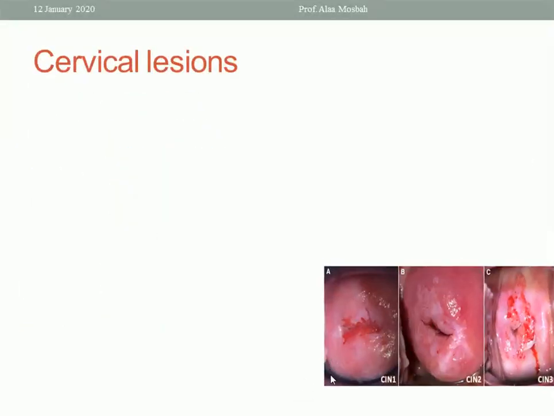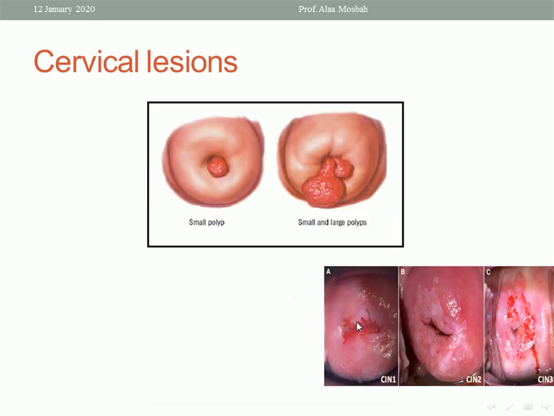I want to let you see some cervical lesions, some examples. This is CIN. This is a CIN1, as you see, the acetowhite areas here. This is CIN2. This is CIN3. This is cervical intraepithelial neoplasia, which is precancerous, and can change to cervical carcinoma in later life. So it is important to diagnose this case early.